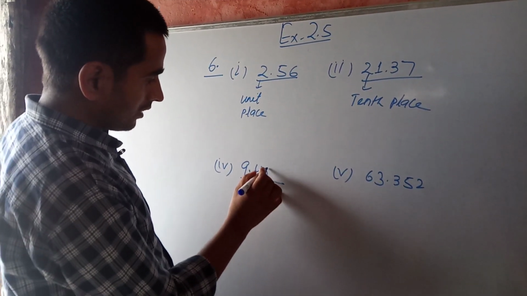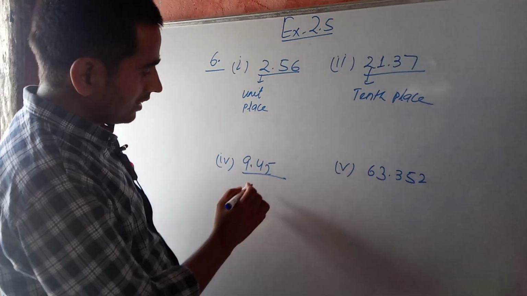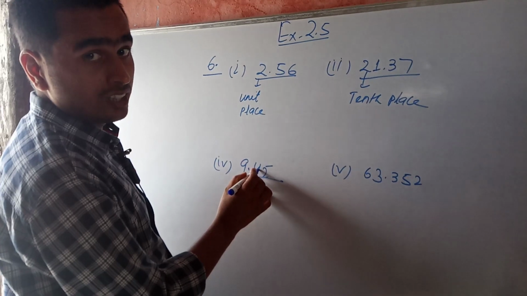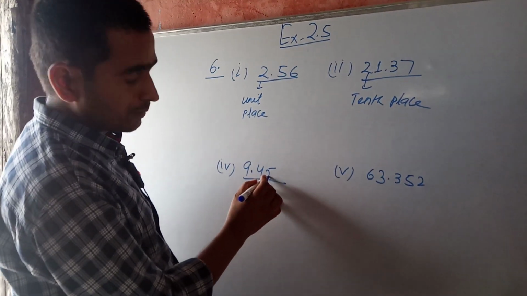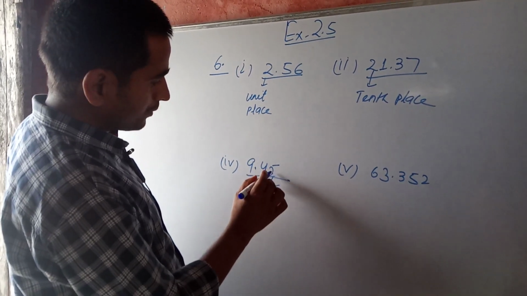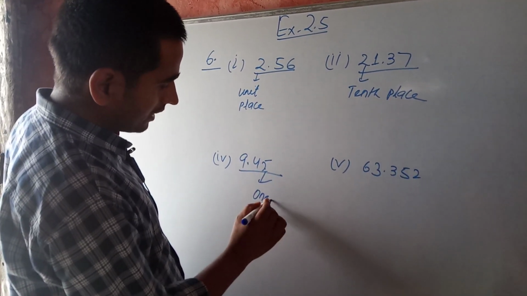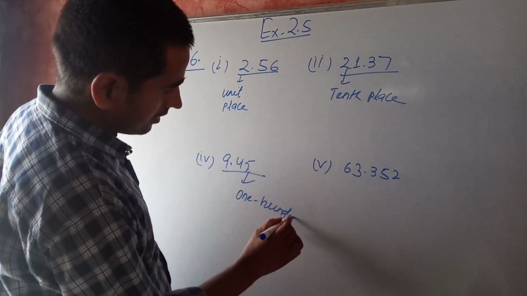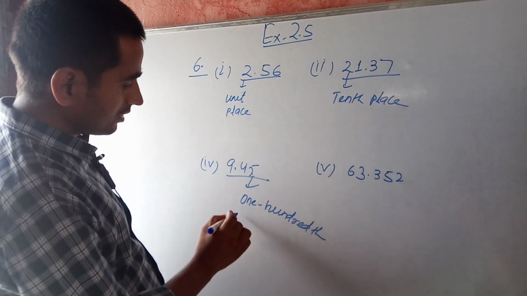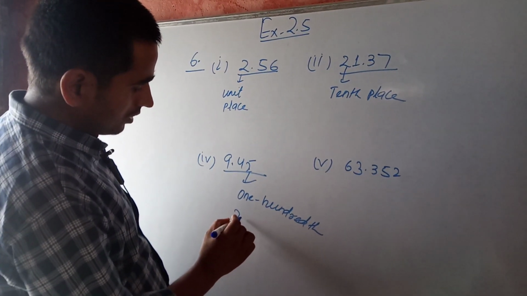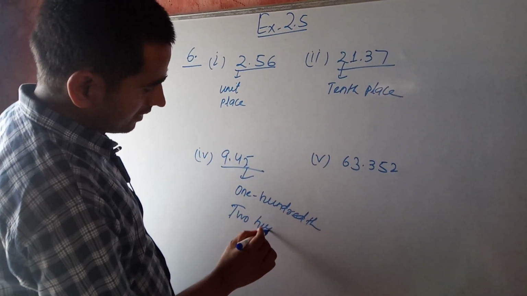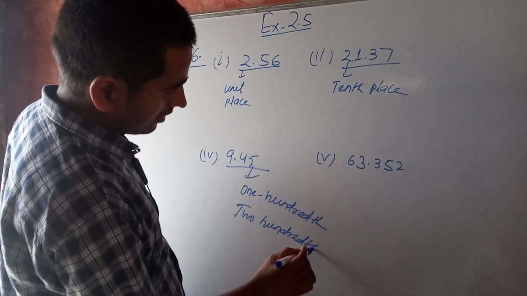Here we have to tell the position of this 2. I have already told that after the decimal, the first digit is at the tenths place, the second is at the hundredths place, then the thousandths place. So this 2 is at the hundredths place, or you write 2 at the hundredths place.